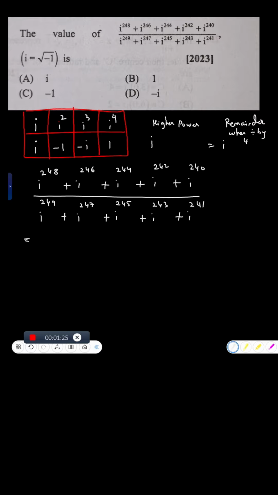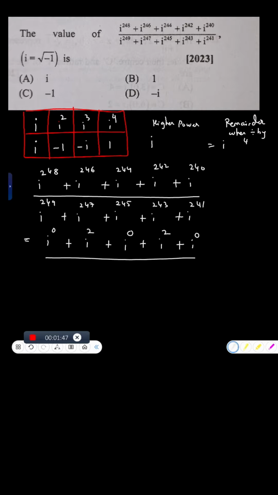Now, as I explained, if I need to find i raised to any higher power, I'll divide by 4 and the remainder becomes the new power of i. So if I divide 248 by 4, the remainder is 0. If I divide 246 by 4, the remainder will be 2. If I divide 244 by 4, the remainder will be 0. And since the powers differ by 2, we'll just alternate it. So this is the numerator.